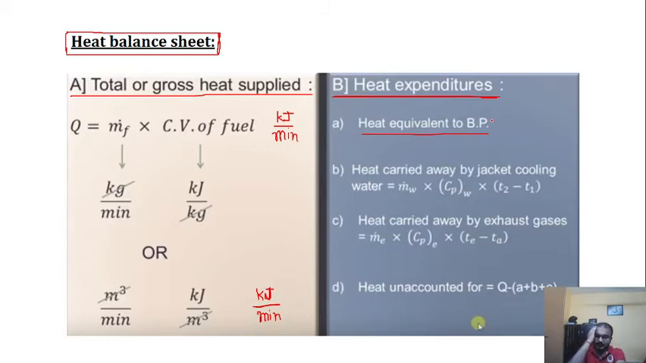Then we have heat carried away by the jacket cooling water. So this is necessary for cooling of the engine. Water jackets are provided around the engine to cool it, and this will essentially take away some heat of the engine. The heat carried away by jacket cooling water is given by the standard formula m Cp delta T, that is mW into CpW into (T2 minus T1), that is final water temperature minus initial water temperature.